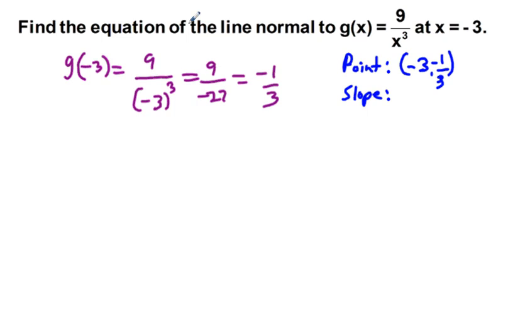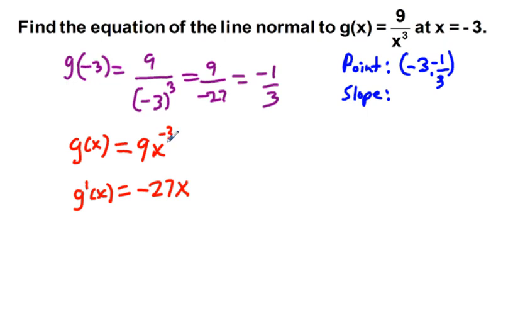Now to go about finding the slope, we're going to take the derivative of the function g of x, but first we're going to rewrite this function g of x as, instead of 9 over x cubed, we're going to bring that x up in the numerator and make this 9 x to the negative 3 power. What I call my calculus friendly form. And so g prime of x is going to be, we take this negative 3 and multiply it by 9, so we'll get negative 27, and that'll be x to the negative 3 minus 1, so x to the negative 4 power, which is equal to negative 27 over x to the 4th power. So that's going to be g prime of x.